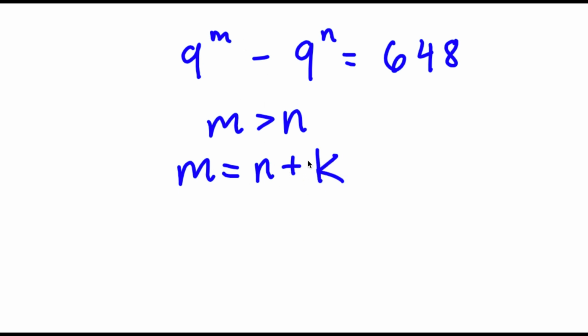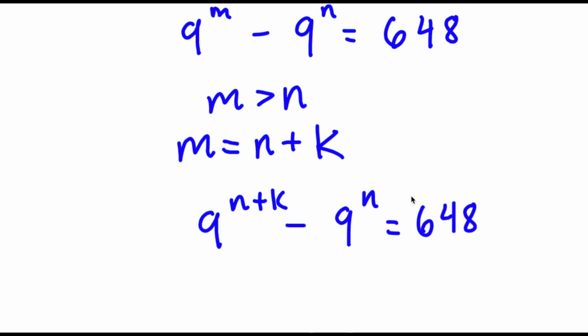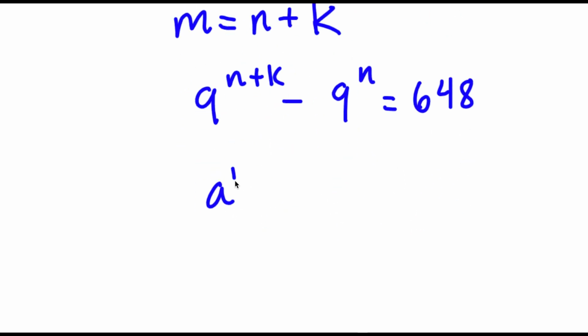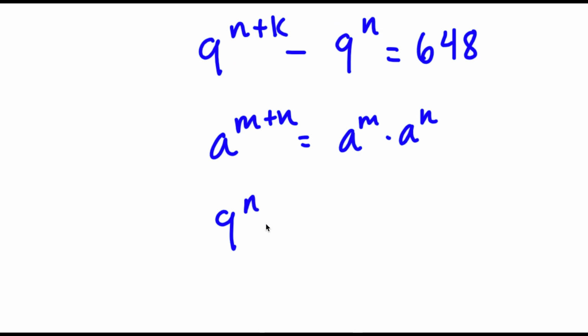And now I'm going to replace m with n plus k. So now I have 9 to the power of n plus k minus 9 to the power of n is equal to 648. Now, if I have something in the form a to the power of m plus n, this is equal to a to the power of m times a to the power of n. So 9 to the power of n plus k is going to equal 9 to the power of n times 9 to the power of k. Now I have this minus 9 to the power of n is equal to 648.